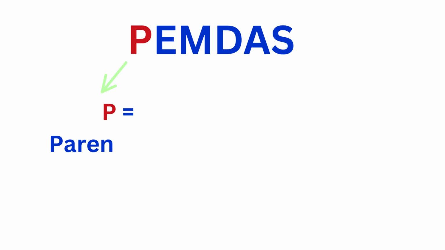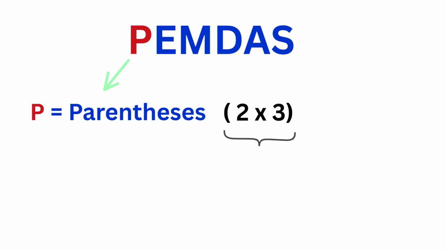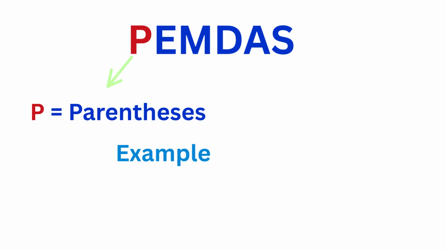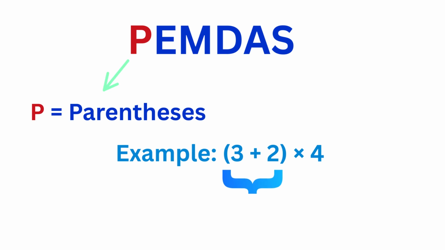P equals parentheses. Always start with what's inside parentheses, like a secret code hiding in brackets. Example, 3 plus 2 times 4. First, do 3 plus 2 equals 5, then multiply.